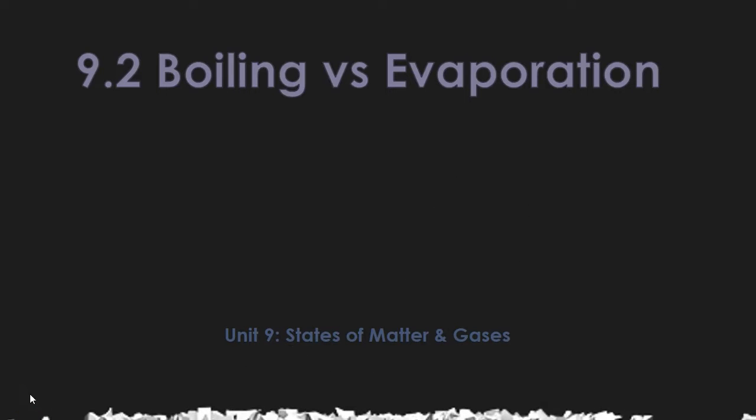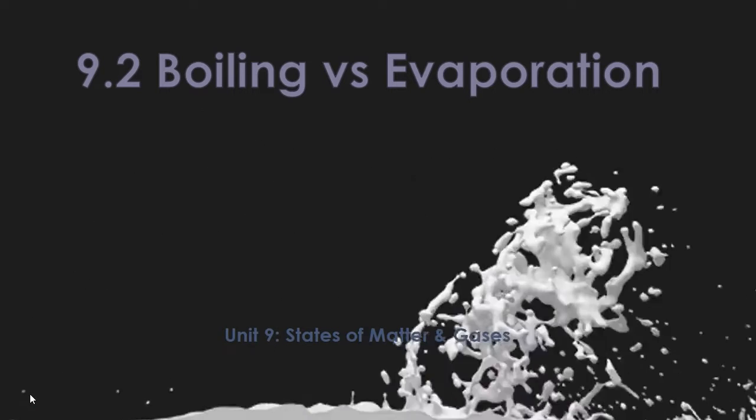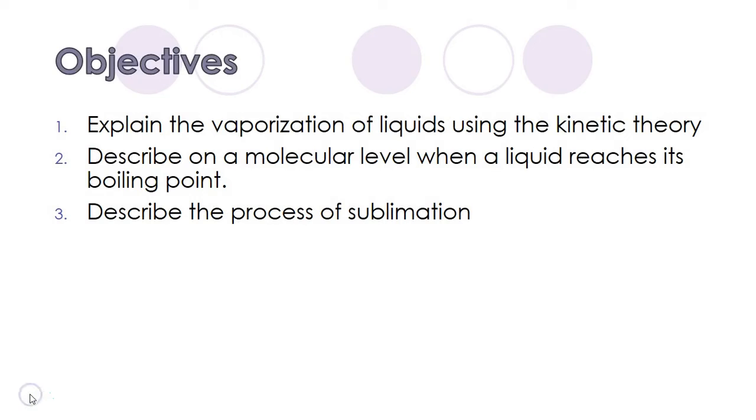This is our 9.2 video about boiling versus evaporation. In this video, we're going to talk about vaporization of liquids using our kinetic theory and then describe on a molecular level what happens to a liquid when it reaches its boiling point. Lastly, we're going to talk about the process of sublimation.